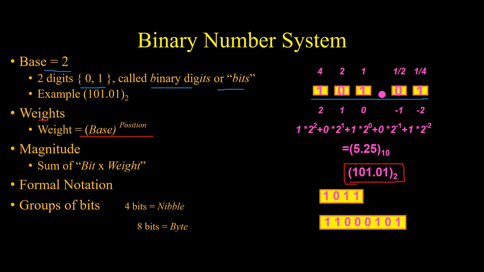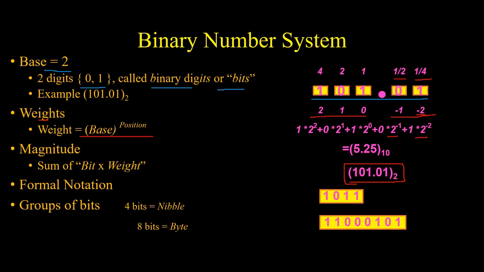All the numbers to the right of the decimal sign, we will start positioning from -1, -2 and so on. And for all the numbers to the left of the decimal sign, we will start numbering from 0, 1, 2 and so on. Then using the relation base power position, the weight of the first bit to the right of decimal, which is 0, is 2 power -1 or 0.5, and the next bit 1 has a position of -2, so its weight will be 2 power -2 or 1/4.